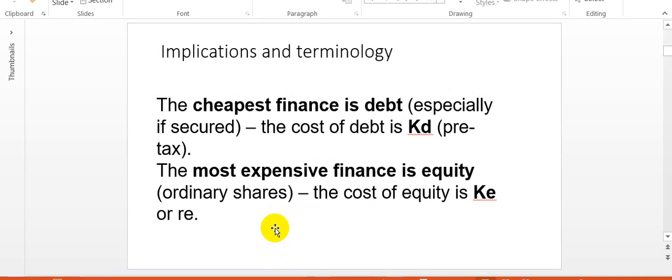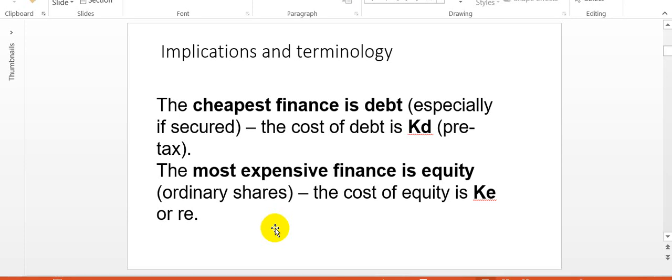So what's the implication of these terminologies? This implies that the cheapest finance is debt, especially if it is secured, since the risk for the secured creditors is lessened by the security in the particular asset. So the cost of debt is denoted by the symbol KD. So that's the symbol that we'll be using throughout the study when we are referring to cost of debt.